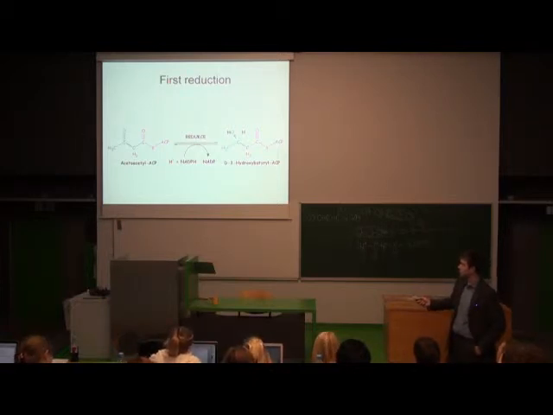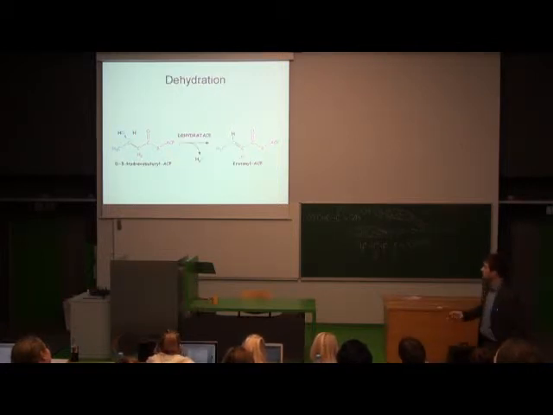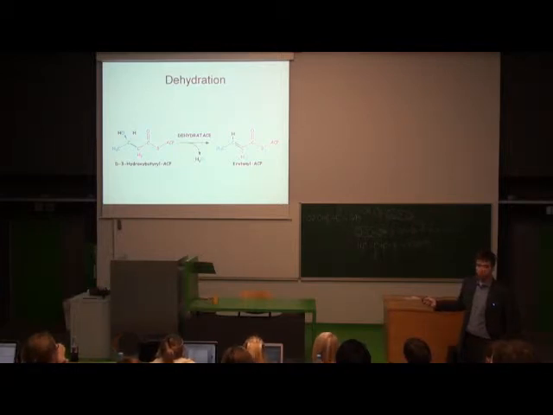The first reduction, you have acetoacetyl bound to acyl carrier protein. And in the first step, you reduce this keto group to hydroxy group, and you need NADPH. In the second reduction, you remove this hydroxy group plus this hydrogen. You release water. And here you produce the double bond.